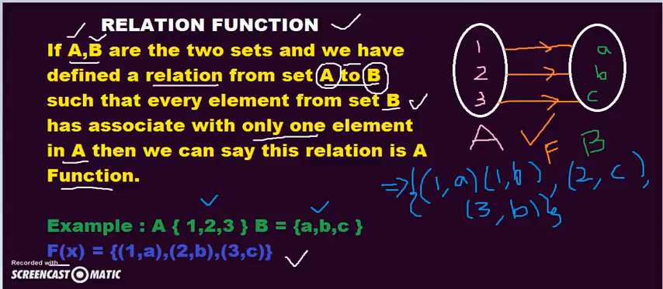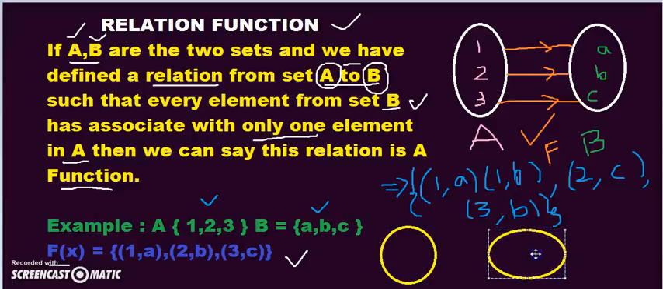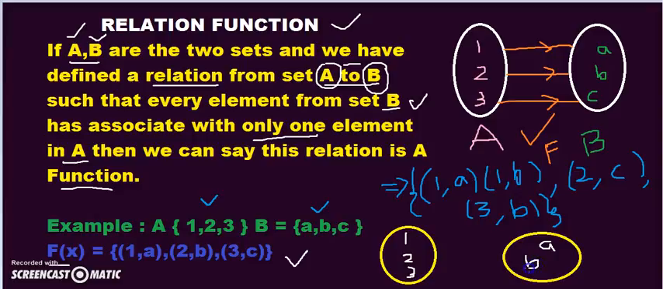Now if I draw the set diagram, this is my set A and this is my set B. In set A I have 1, 2 and 3, and in set B you have A, B and of course C. Now how have I defined the relation? 1 is connected with A, also 1 is linked with B, 2 is linked with C and 3 is linked with B.